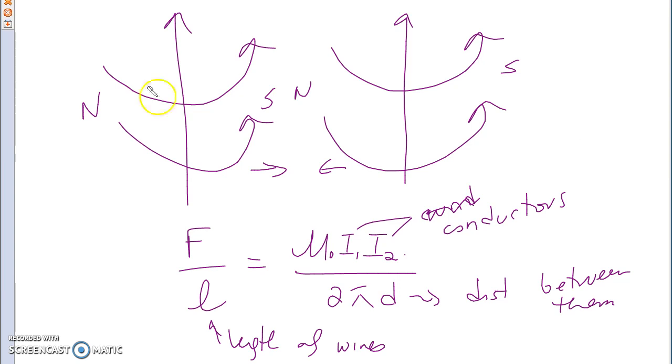Now, some people on the test used Fm equals ILB sine theta to try to give me the force. But this is two wires, I can't just do one. This formula is just for one wire, so we can't use it. You had to use this formula when you did the test for Chapter 7 and Chapter 8. Okay? Are we good?